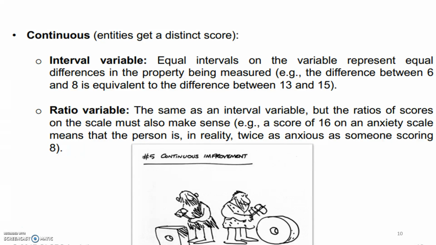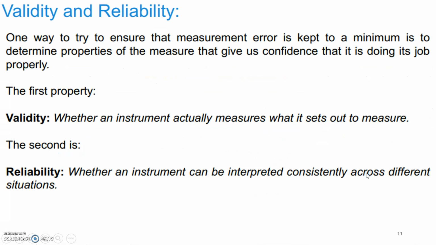So the continuous improve here shows a picture of someone trying to demonstrate a cylindrical object and also a square. So this one can move, it is at liberty to move continuously, but this one is not continuous. Now we have what is known as validity and reliability.